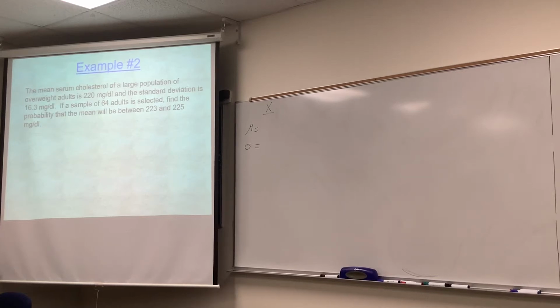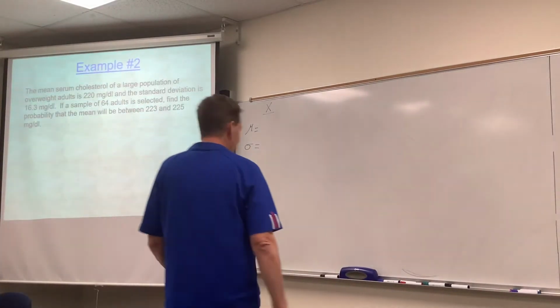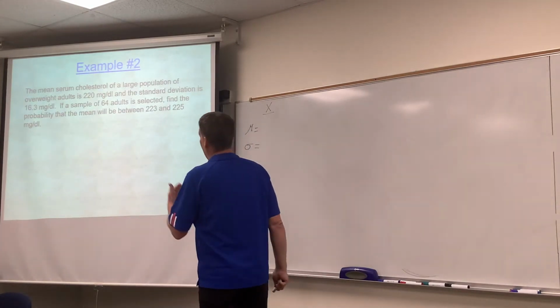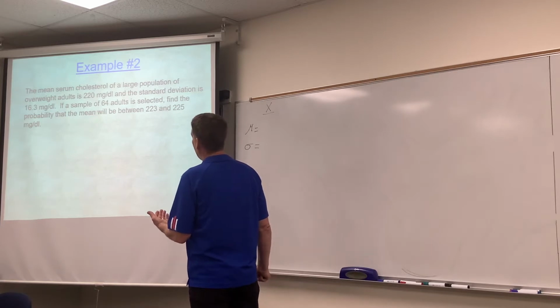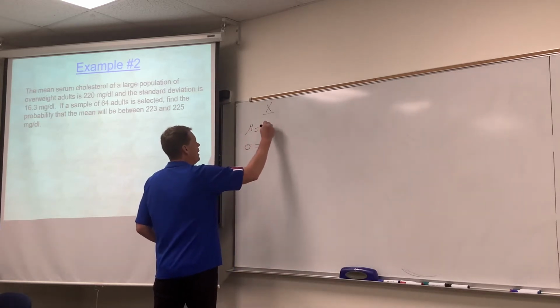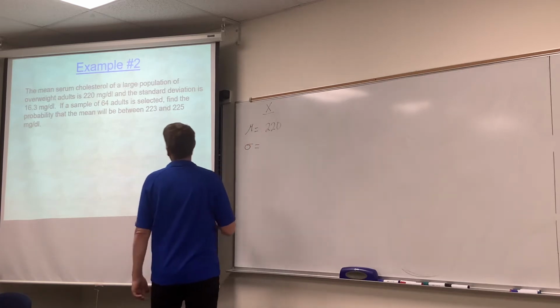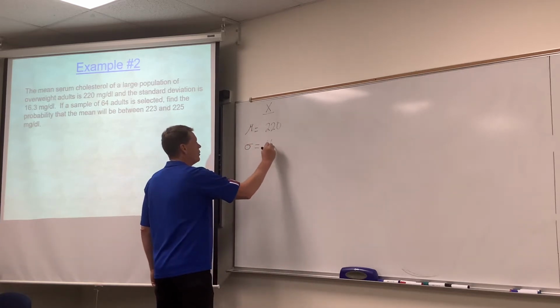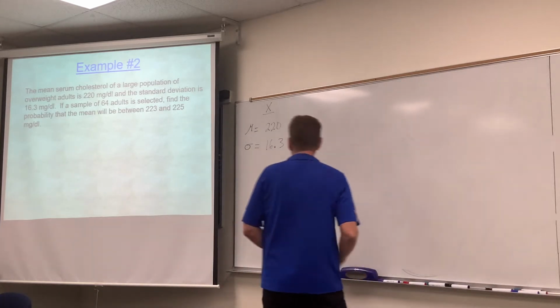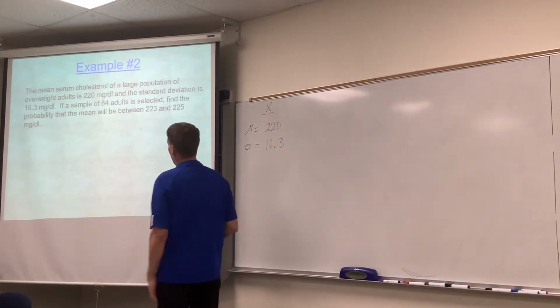Here we go, folks. We're now looking at the central limit theorem, example number 2. All right, so the narrative says we have a large population of overweight adults. It says the mean cholesterol is 220, all right? And it also says that the standard deviation is 16.3, all right? Now, that's a variable, X, cholesterol.